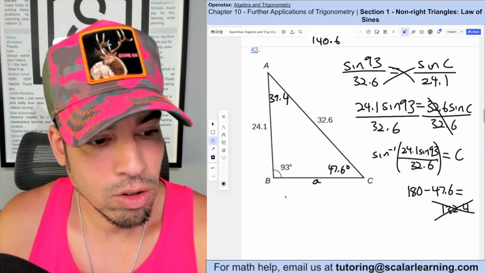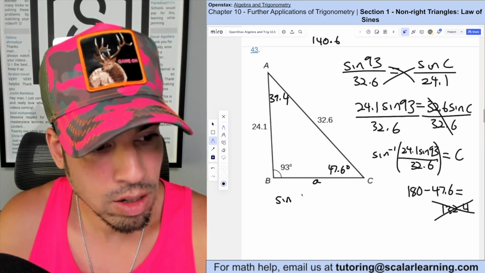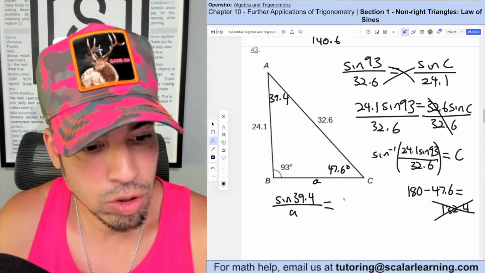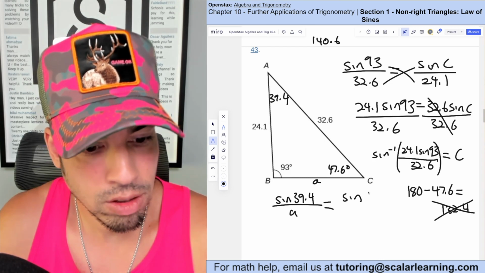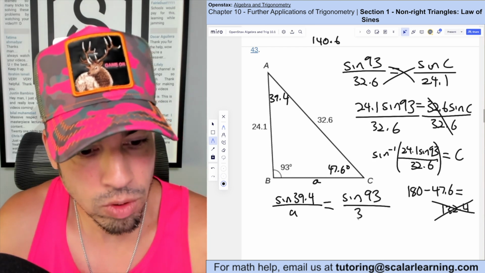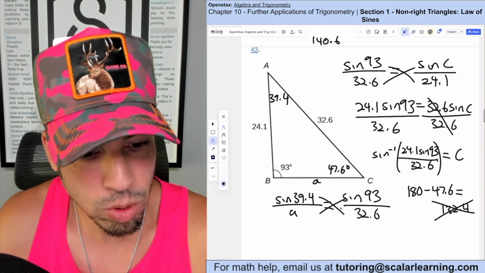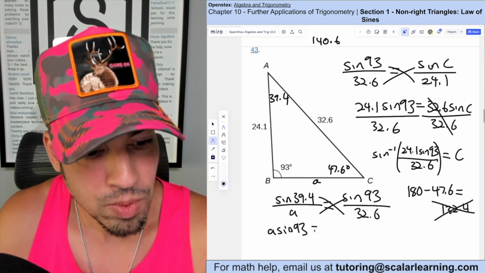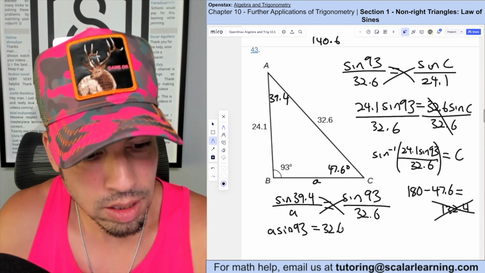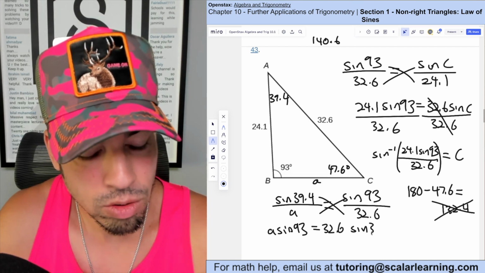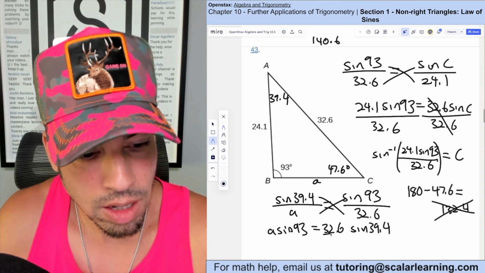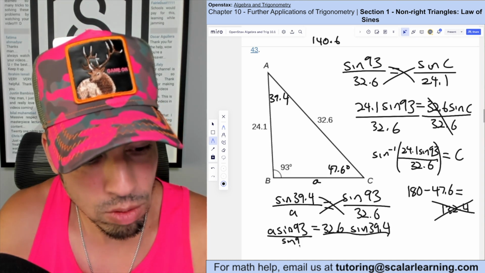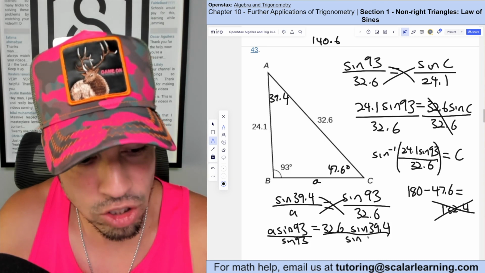So let's do that now using the law of sines. So we got sine of 39.4 over a is equal to sine of, let's do 93 because that was given, 93 over 32.6. Then we're going to cross multiply. And then we've got a sine of 93 equal to 32.6 times sine of 39.4. Last step, to isolate a, we have to divide by sine of 93. I know we're running low on room here, but we got just enough.